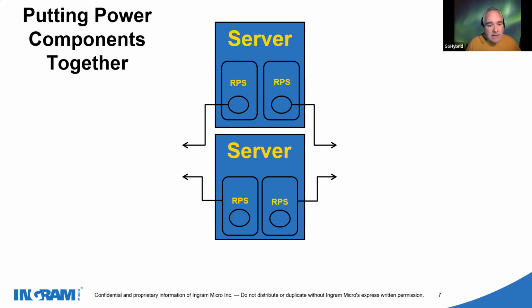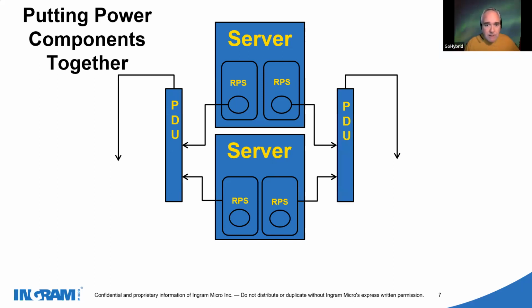Those redundant power supplies, I'm going to connect to PDUs, power distribution units. And in this case, you'll notice I have the ones on the left to a left PDU and the ones on the right to a right PDU. I do not want to plug all my redundant power supplies into the same PDU because that defeats the point of redundancy. If I have redundant power supplies and they're all plugged into one PDU, if something goes wrong with that PDU, it doesn't matter that I have redundant power supplies. If I plug everything into the same source, nothing is redundant.